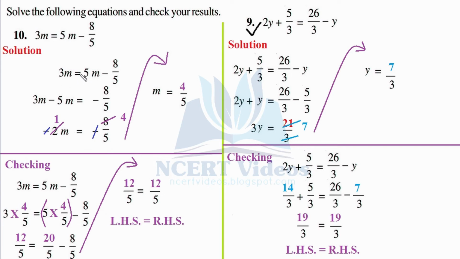So 3m as it is. Here we have plus 5m. When we transpose it towards the left hand side, it will become minus 5m. Equals to as it is. We are left with negative 8 over 5 on the right hand side. So we wrote the same.